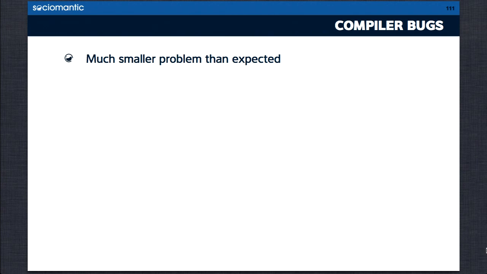And the final area was compiler bugs. I was expecting compiler bugs to be a disaster. There's thousands of open bugs in Bugzilla. I was expecting to go into a war zone. But actually, it's a much smaller problem than I expected. At least in the subset of the language that we use, we hardly get these kinds of template bugs, and it's a fairly rare occurrence.